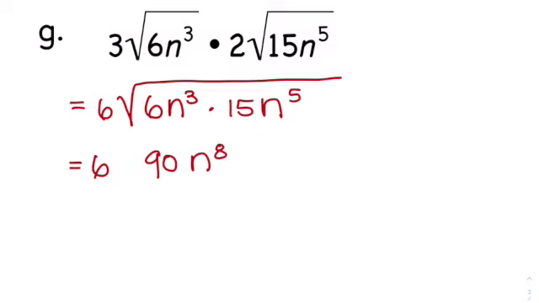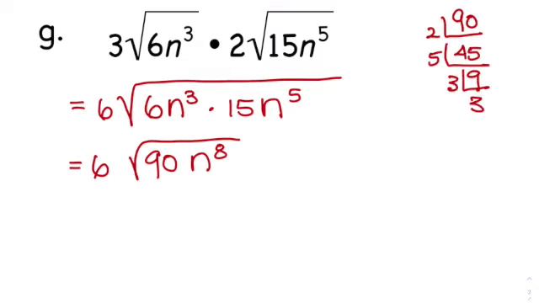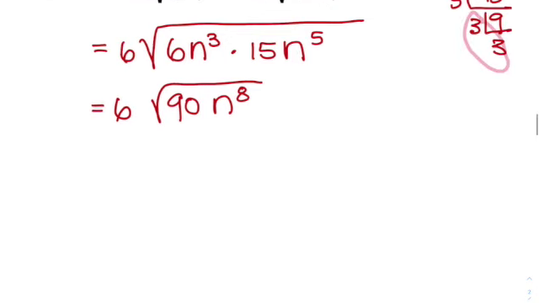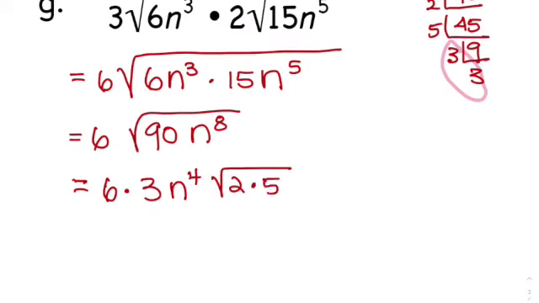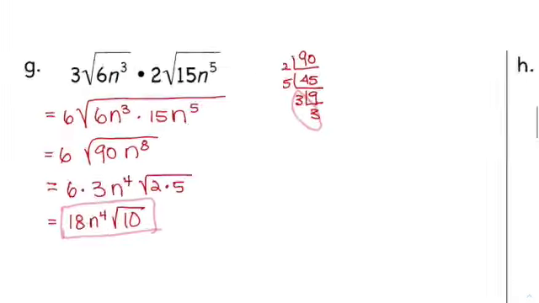And because of that, then we're going to do our next step, which is break down my 90: 2, 45, and 5, 9, and 3, and 3. So therefore, you have a group of 3, and that can come out also. So that's going to be 6 times 3, and then you also have the n. Now n to the 8th, but taking the square root, that's just n to the 4th. And then we're left with the number that's inside, which is 2 times 5, which is right there. That's not circled. So the answer is going to be 18 n to the 4th square root of 10. That is letter G.